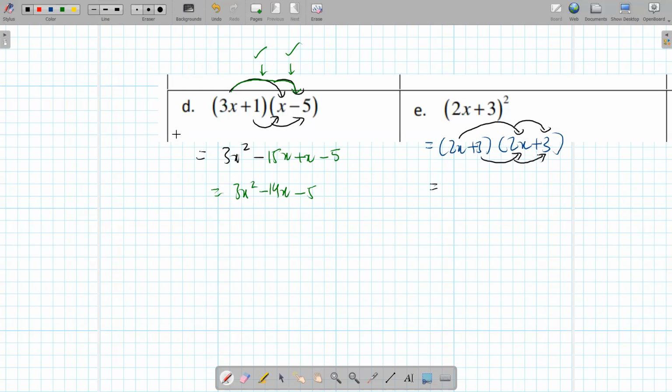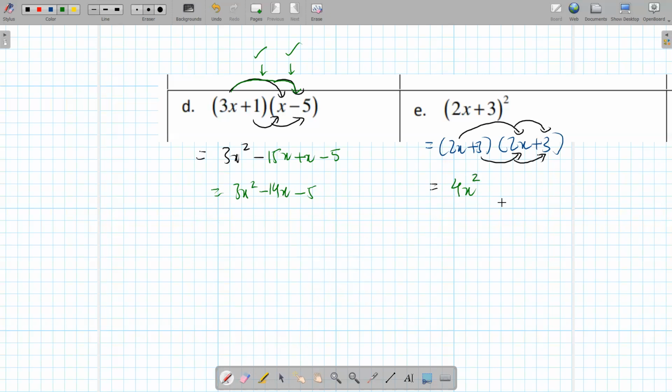So what's the first term? Is it 4x? Just 4x? It is. There's a 4, there's an x. So when you're doing 2x times 2x, you want to multiply the numbers together and the letters together. 2 times 2 is 4. What's x times x? To the power of 2. Yeah, exactly. So 2x times 2x is 4x squared.